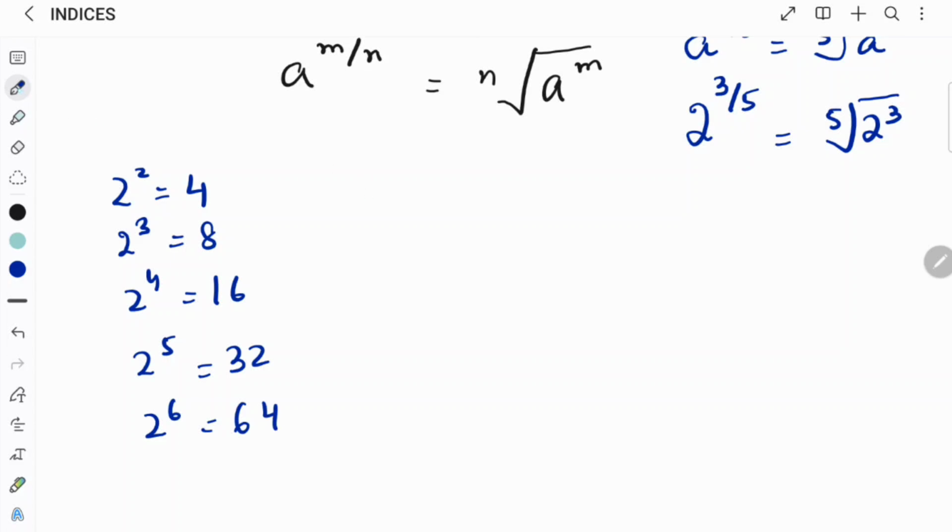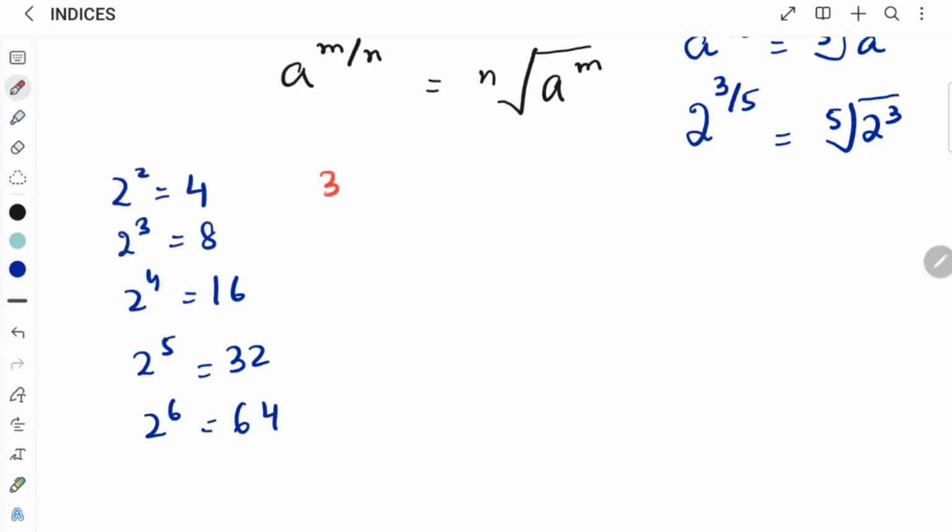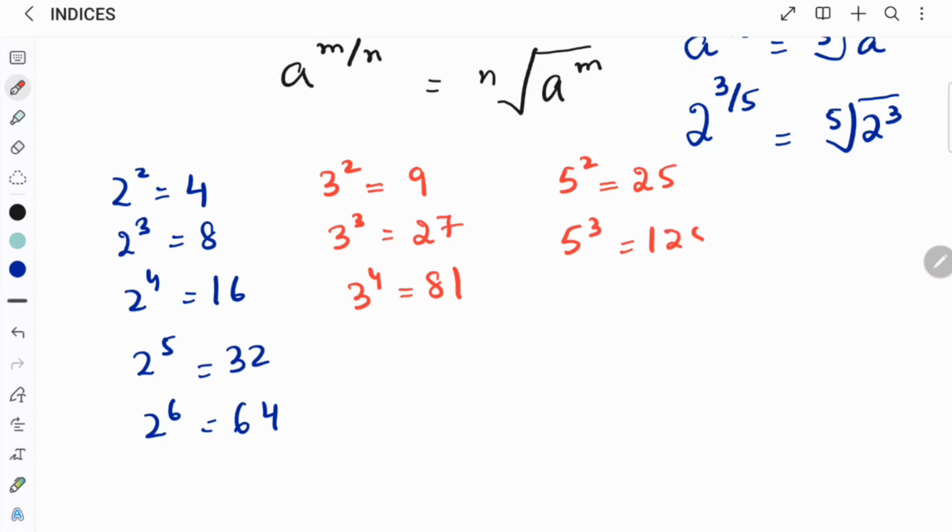If you have 3 in any question, 3 square, write down 9. If you have 9, just replace it with 3 square. 3 cube is 27. 3 to the power 4 is 81. And remember that 5 square is 25 and 5 cube is 125.